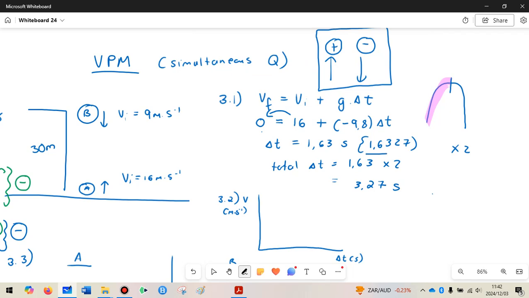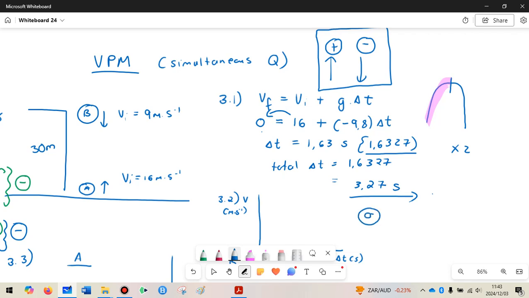So this value is actually 1,6327, and I'll generally keep values as 4 decimal places until I get to the very final answer. So it's actually that value that we've times by 2, okay, and then at the end we can round off to 2 decimal places and say it is 3,27 seconds for the entire motion.